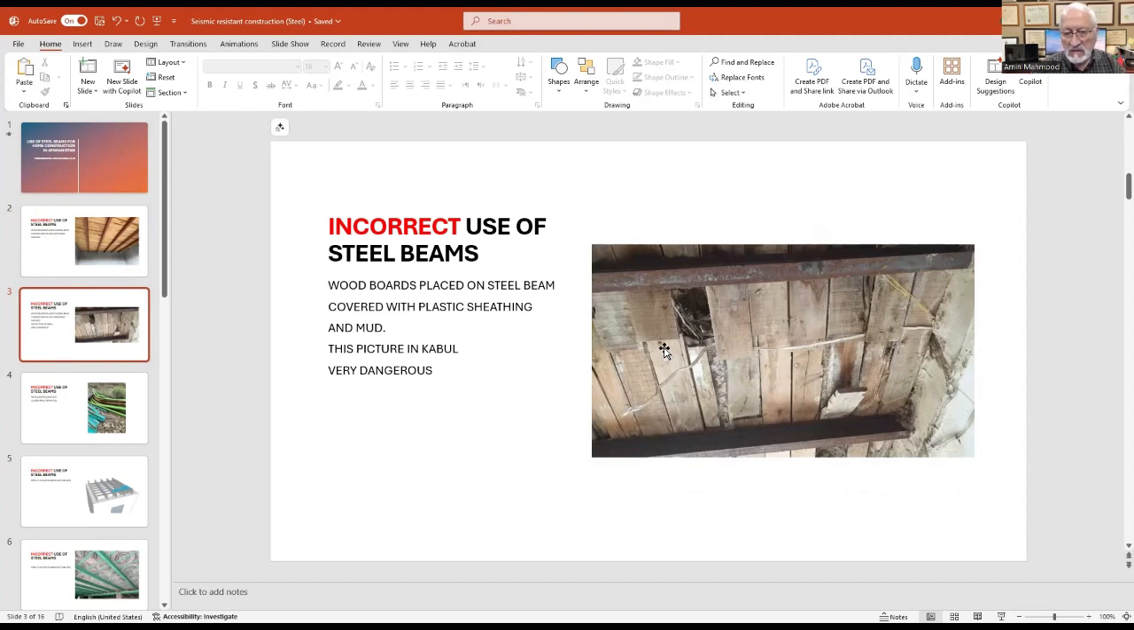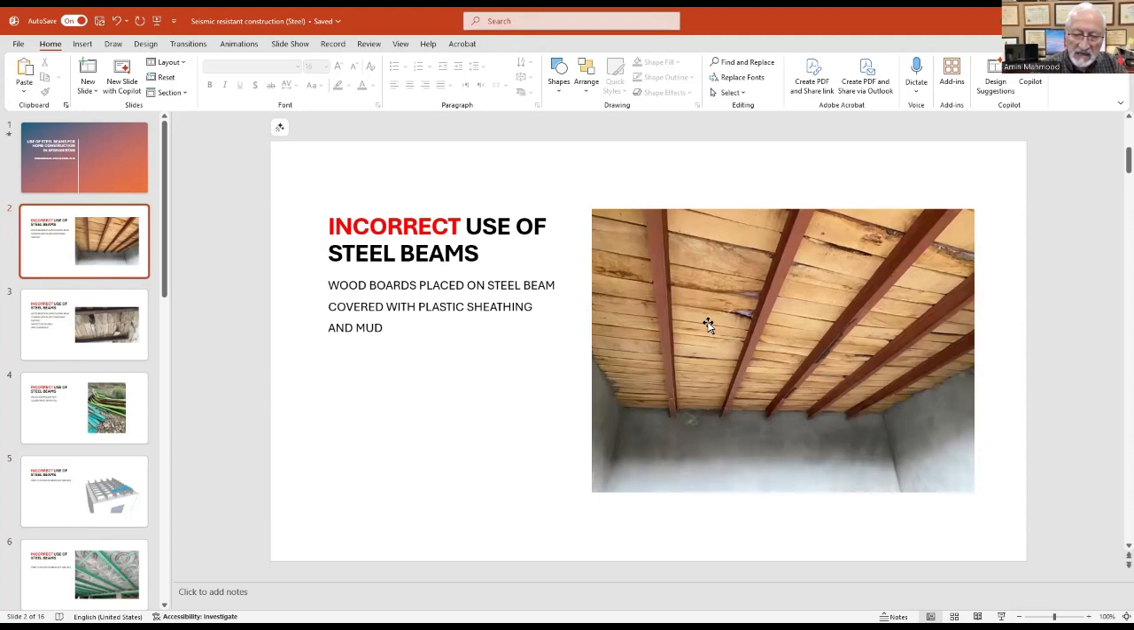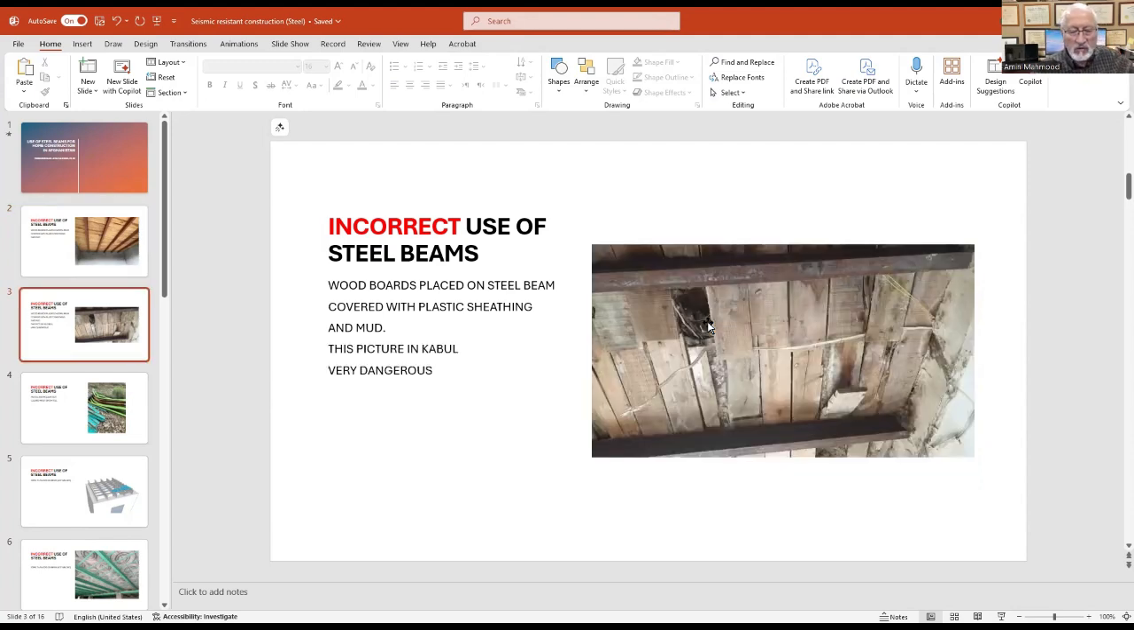This is another picture. This is in Kabul. The previous picture was in Paktika. Here in Kabul, wood boards are placed on steel beams, covered with plastic sheathing and mud. Very dangerous. You can see the wiring here, and there's mud through it. The steel has already corroded, the mud is broken, and this is very dangerous. It's imminent to collapse.